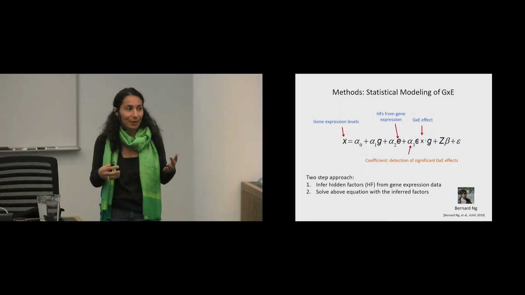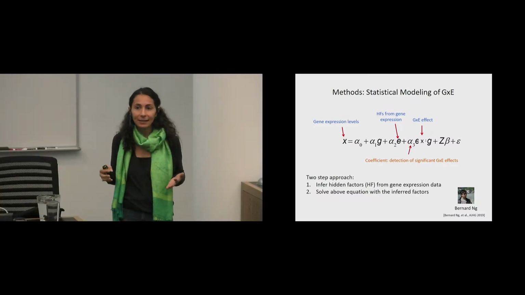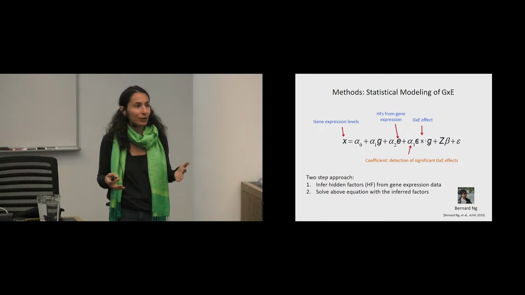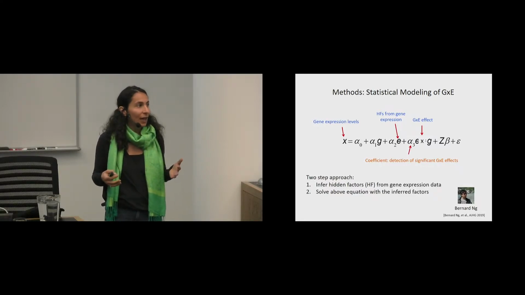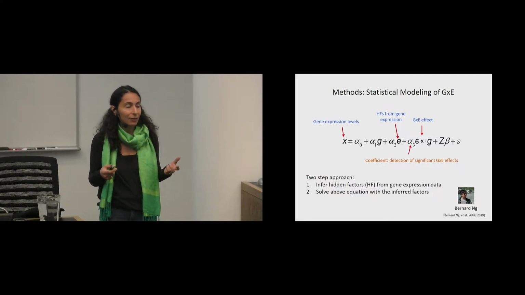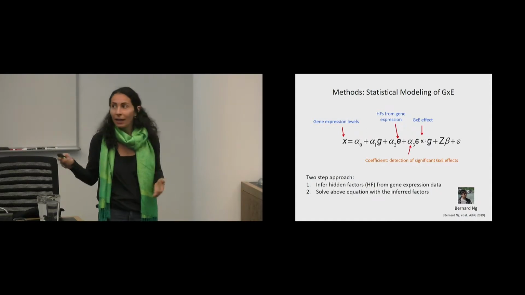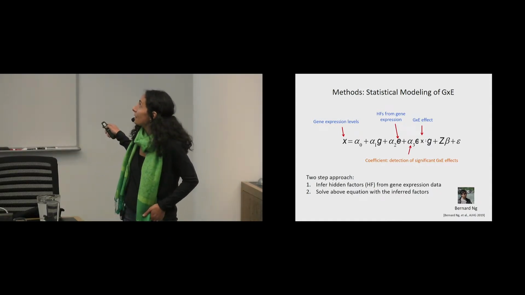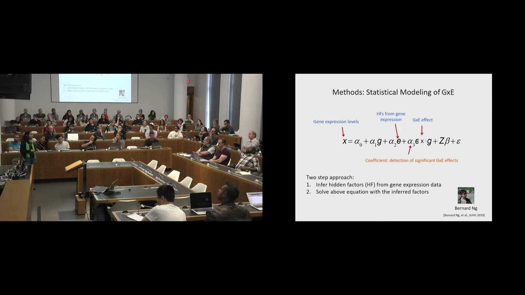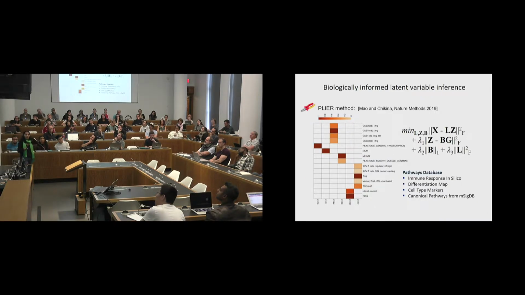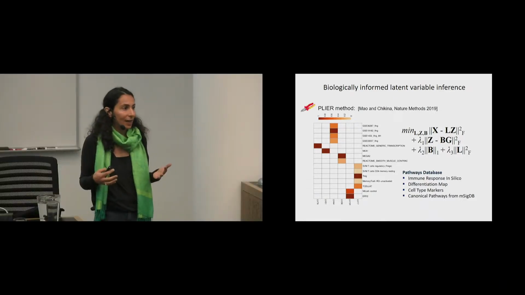So what we propose is a two-step process. In step one, we apply some sort of factor analysis to identify latent variables or hidden factors from the gene expression data itself. And in the second step, we just include those variables in this model to detect G by E effects. One thing that I'm going to sweep under the rug a little bit is how we actually extract these factors.